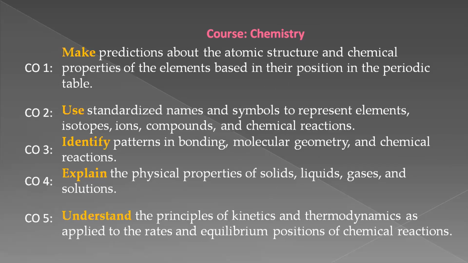Then CO2, a student will be able to use standard names. Then CO3, a student will be able to identify patterns in bonding. Then course outcome four, a student will be able to explain. Then outcome five, a student will be able to understand. So this is a common phrase for all the course outcomes: a student will be able to, or the student will be able to. That is how you need to see.